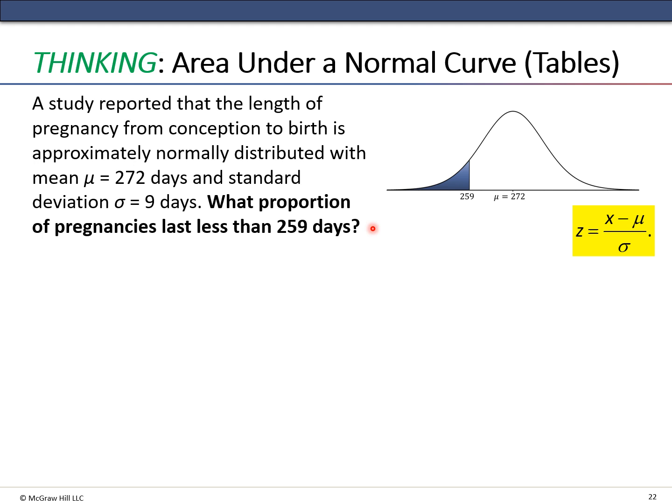Okay, so the first thing you have to do is calculate your z-score and then look on the table for that z-score. Hit pause now and try this.